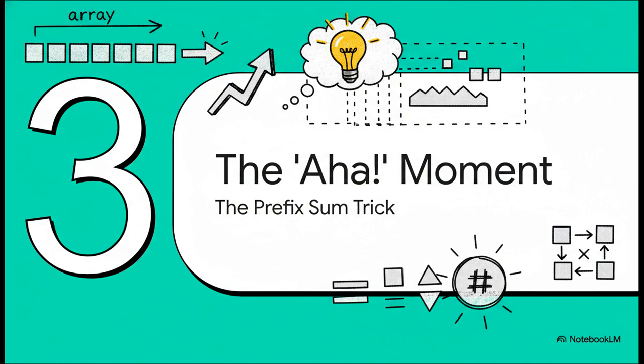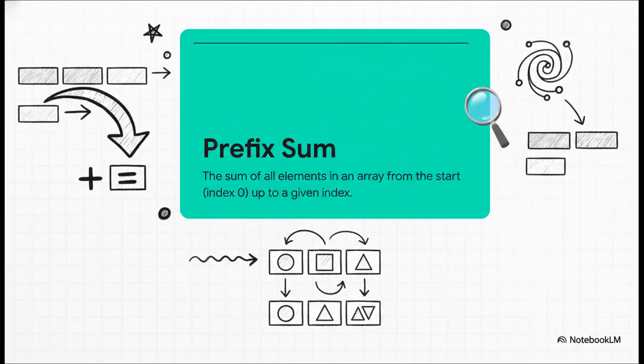Okay, so that slow way is out, which brings us to the aha moment of this whole thing, the prefix sum trick. This is the secret weapon, the core insight that lets us just blow this problem wide open and solve it in a super efficient way. So what in the world is a prefix sum? Well, it's actually just what it sounds like. It's the running total. As you walk through an array, it's the sum of everything from the very beginning up to the point where you are right now.